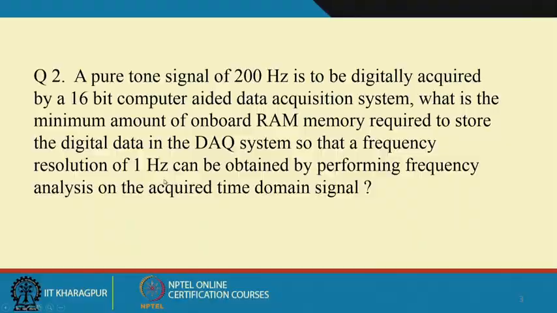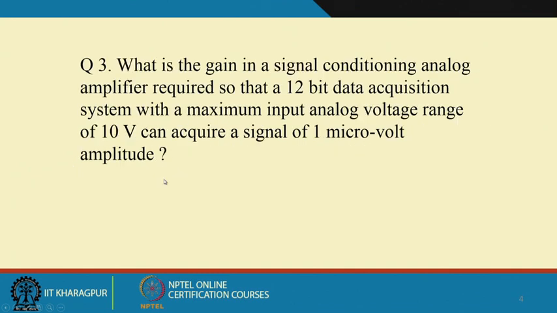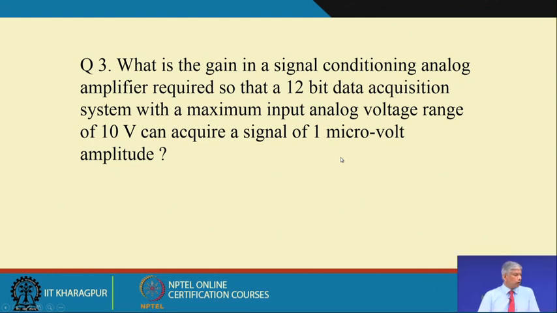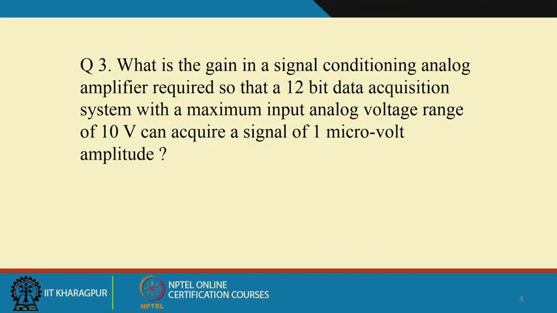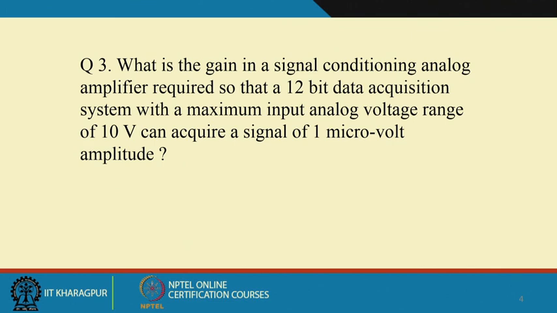Now, let us look into the next problem. What is the gain in a signal conditioning analog amplifier required so that a 12-bit data acquisition system with a maximum input voltage range of 10 volt can acquire a signal of 1 microvolt amplitude? The second problem related to the signal frequency, and this one relates to the amplitude resolution.